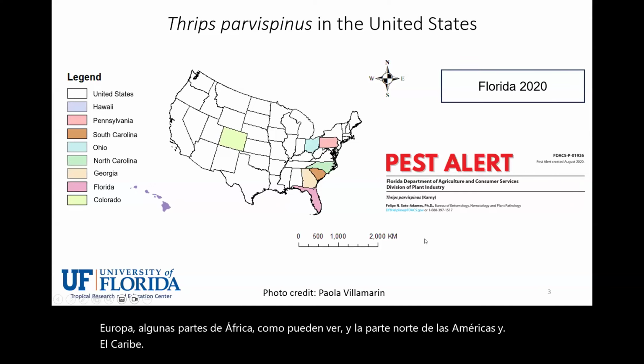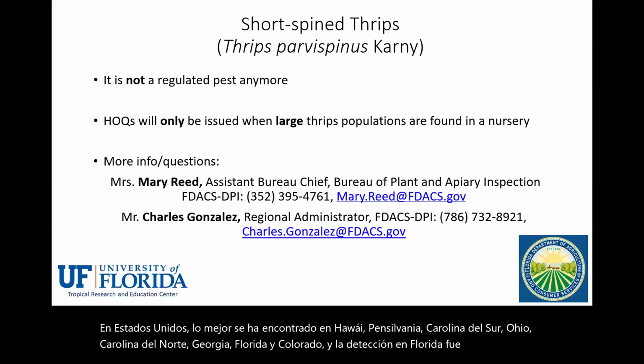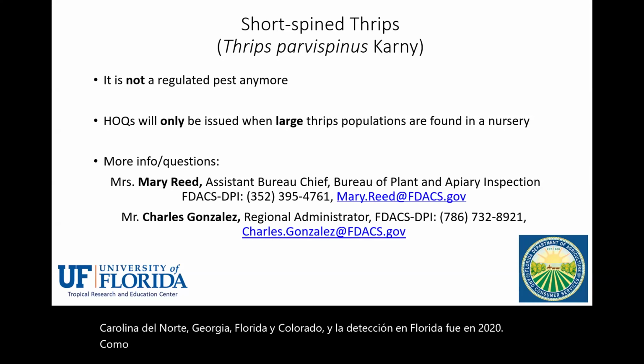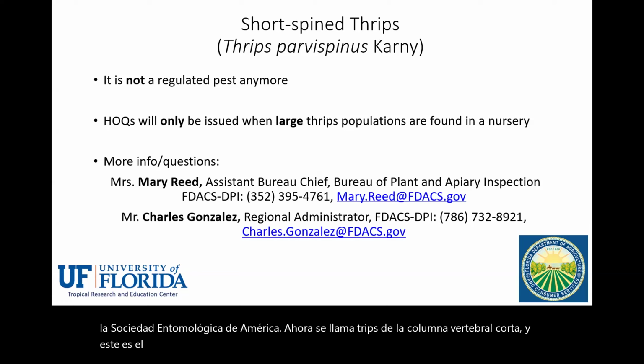In the United States, the pest has been found in Hawaii, Pennsylvania, South Carolina, Ohio, North Carolina, Georgia, Florida, and Colorado. And the detection in Florida was in 2020. A few days ago, Thrips parvispinus obtained an official common name from the Entomological Society of America. It is now called short spine thrips, and this is the name that we are going to be using moving forward.